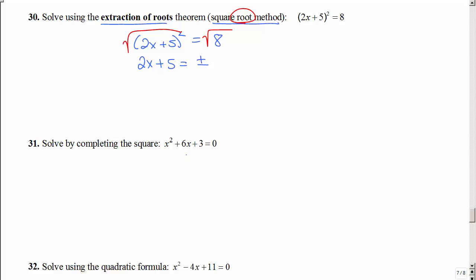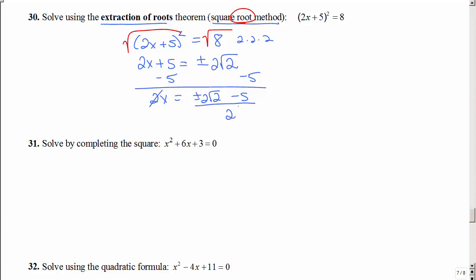Here you want to make sure you put the plus or minus, and you simplify the square root of 8, so we can take out a 2 and leave a 2. So that's the hard step, to remember the plus or minus and to simplify the square root. Now how do we solve for x? We're just going to subtract 5 from both sides, and then we're going to divide by 2. And you can leave your answer like that. You cannot reduce that at all. That's it. A lot of teachers might prefer you to write it in this format, but both are correct.